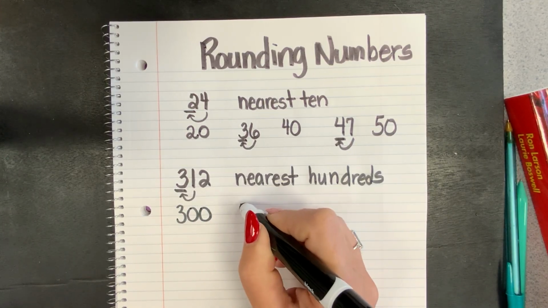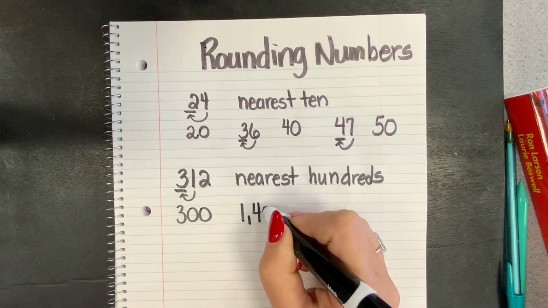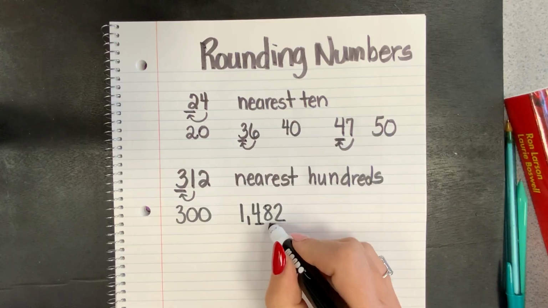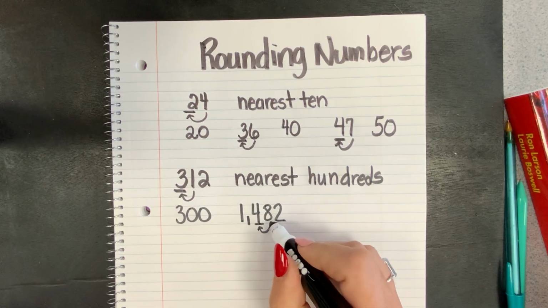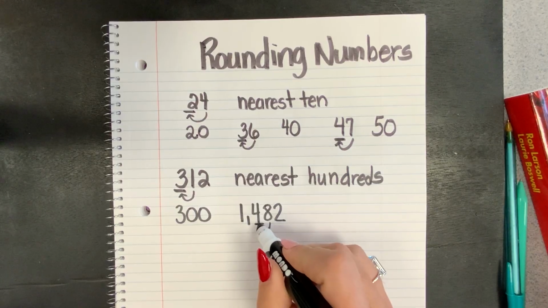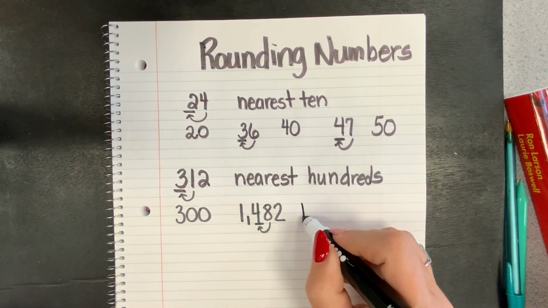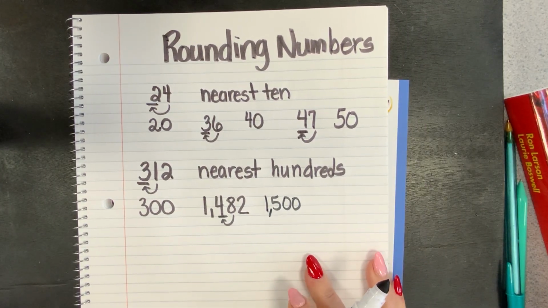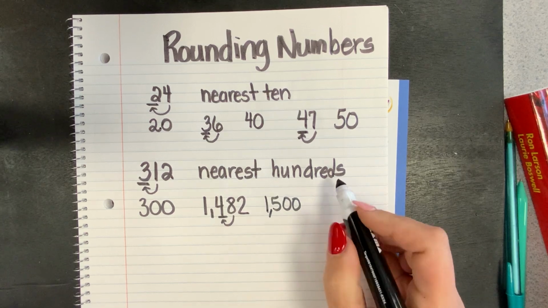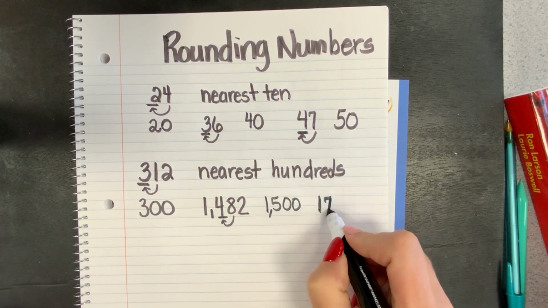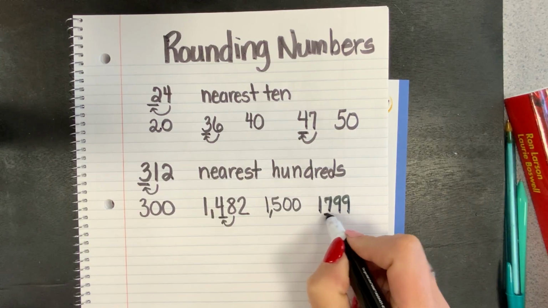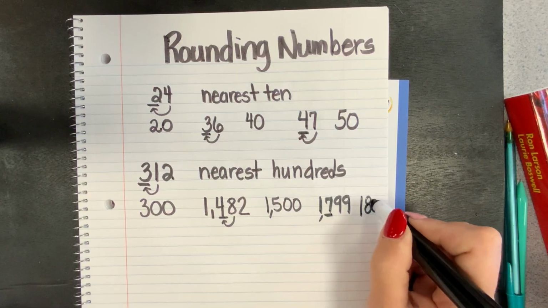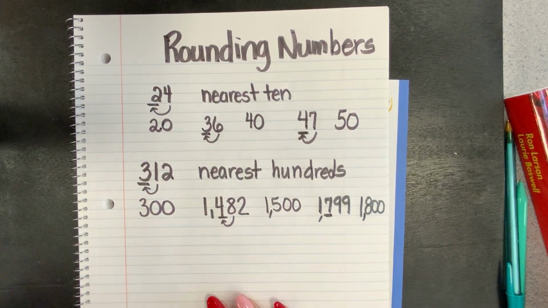Okay. What about if I had the number 1,482? Let's underline the hundreds place. The number in the tens is 5 or more. So we're going to add one more to the hundreds place. That means 1,482 is closer to 1,500. Now I want you to try this next number on your own. Let's try 1,799. Did you get 1,800? If so, you are correct.